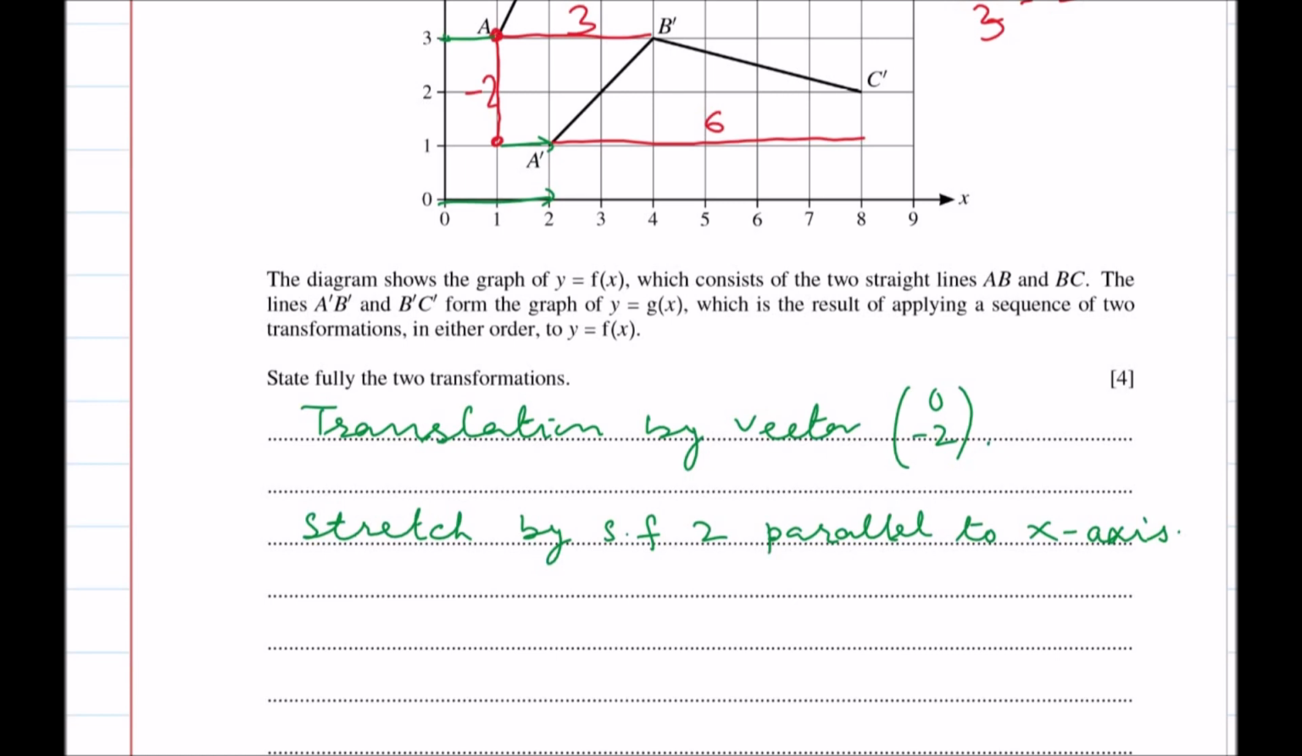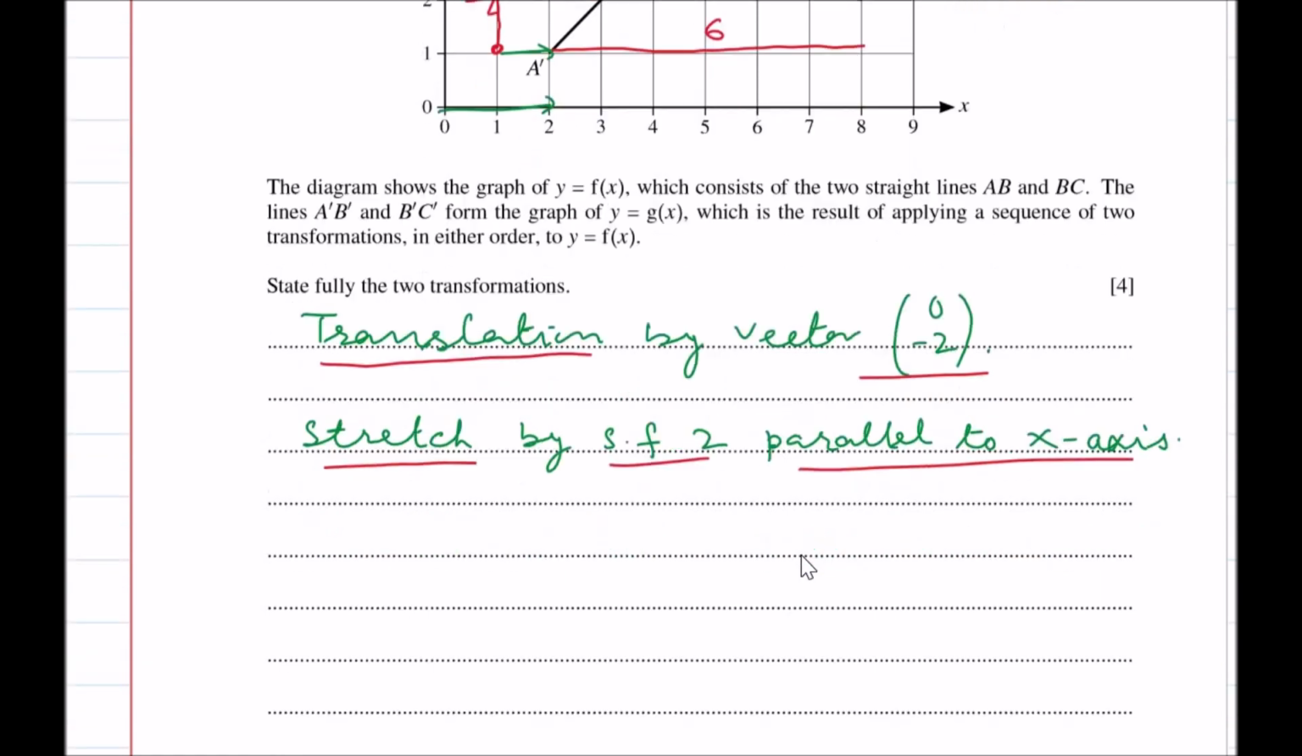For these two you are going to get 4 marks. So see how the marks are divided. For the word translation, 1 mark. For this vector, 1 mark. So 2 marks there. For the word stretch and scale factor, 1 mark, and parallel to x-axis, that is another mark.